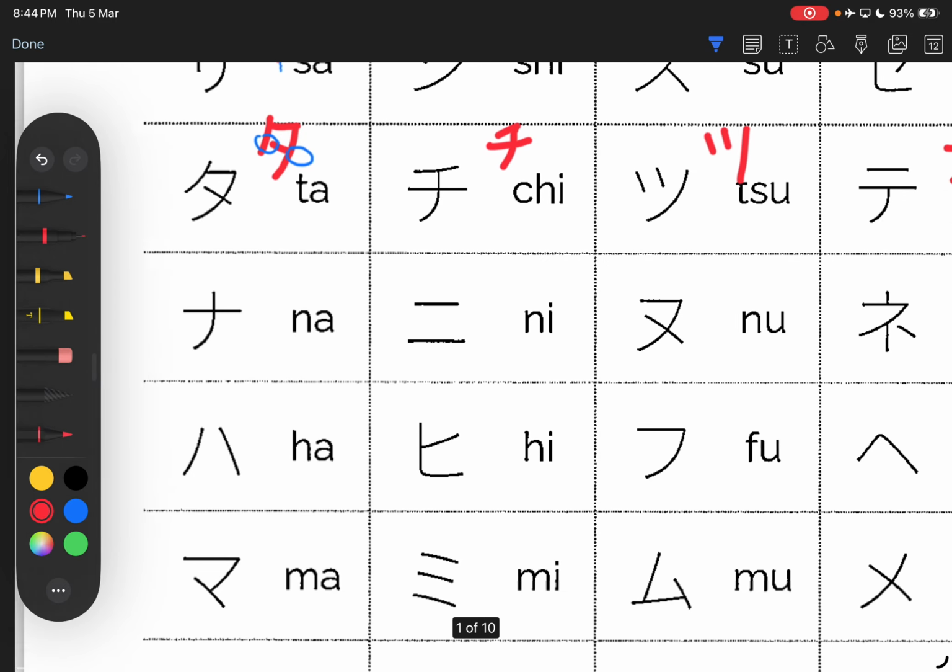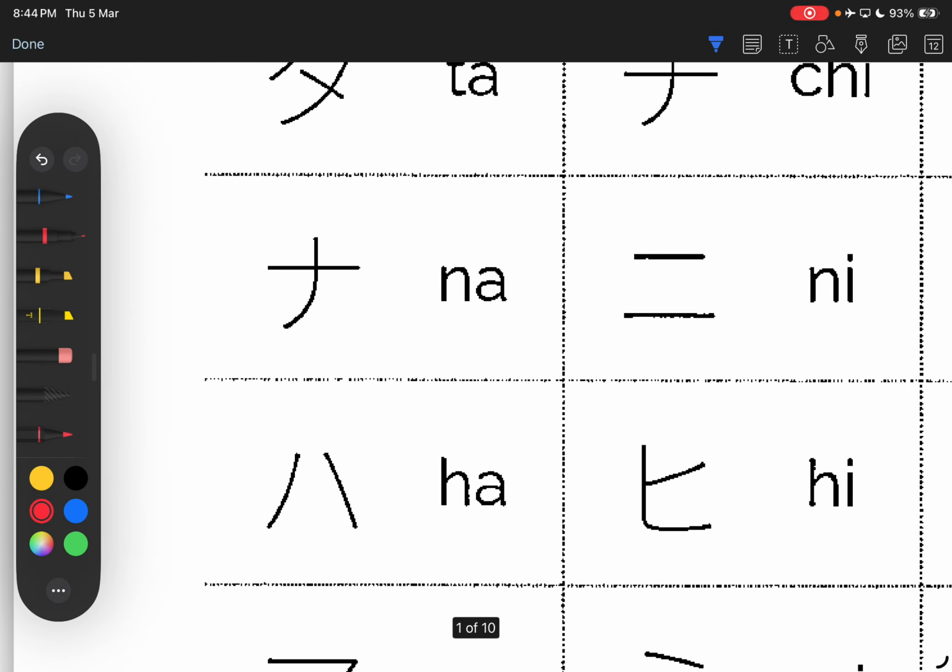Okay, moving on to the n row, we have na. Na. Right, so horizontal line and then a slanted stroke. Na. Next we have ni. Ni. Alright, so ni is just an equal sign with the bottom part longer than the top.